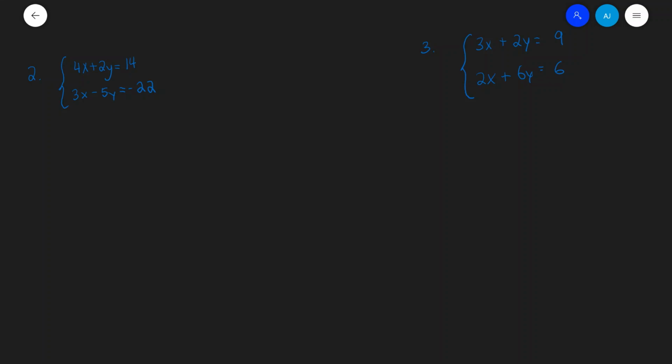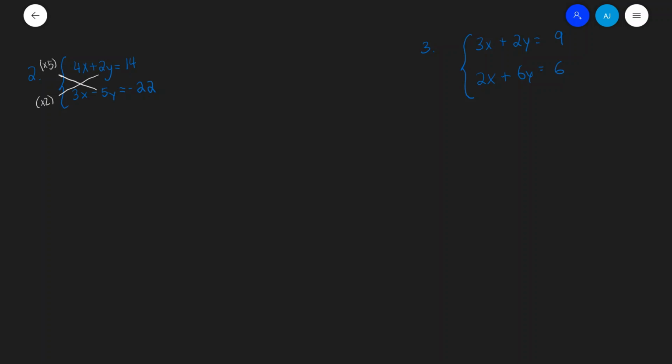So in this case, the best way to do it is I'm going to use the y variable. So I would multiply the top by 5 and the bottom by 2, because if I do 5 times 2, I would get 10y, and if I multiply -5 by 2, it would be equal to -10y, and if I add those two together, it would equal 0. So that's exactly what I'm going to do.